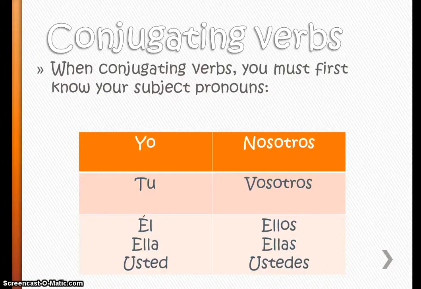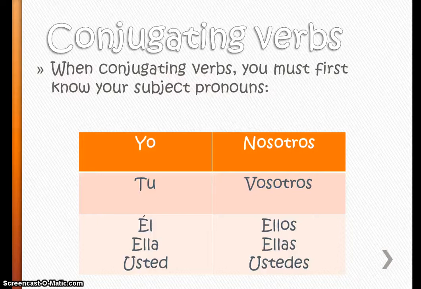Your first subject pronoun is yo. This means I. Tú means you when you're talking to somebody familiar. Él is he, ella, she, and usted is you, formal. Nosotros is we. Vosotros means you all, but only in Spain. Ellos and ellas both mean they.